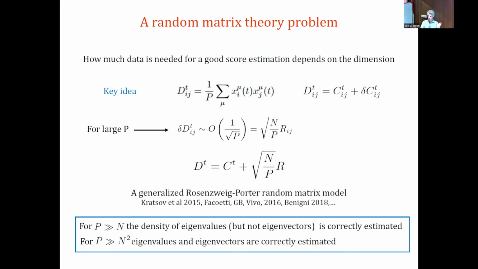But you're right. If one wants to study the backward diffusion, in principle, yes, there is a correlation. All right. So now, what is this random matrix theory problem?